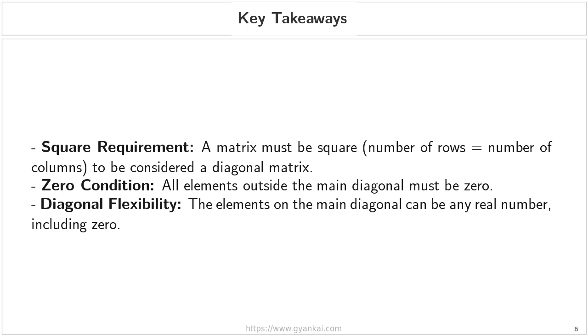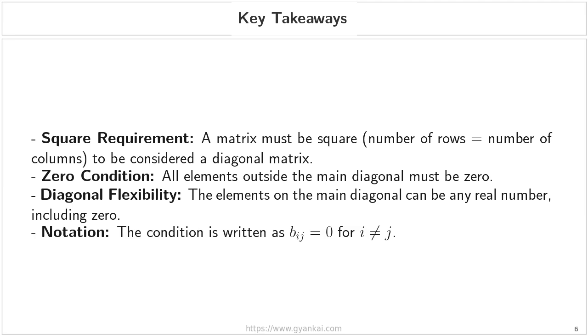Third, let's talk about diagonal flexibility. A common point of confusion is what happens on the main diagonal itself. Remember that the elements on the main diagonal can be any real number. They can be positive, negative, fractions, or even 0. There are no restrictions on these specific values. Finally, let's recap the formal notation. In mathematical terms, we express this entire condition as b sub ij equals 0 whenever i is not equal to j. This is simply the shorthand way of saying that if the row index and the column index are different, the element at that position must be 0.